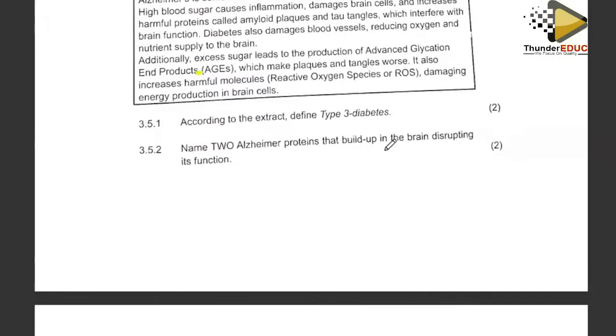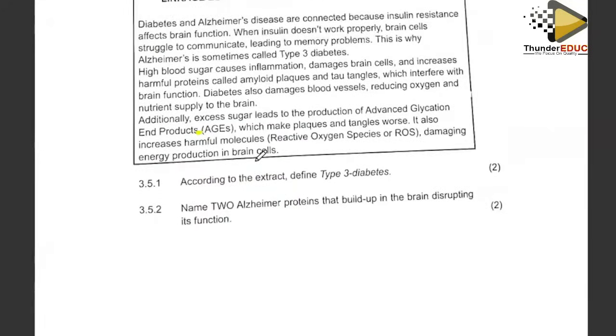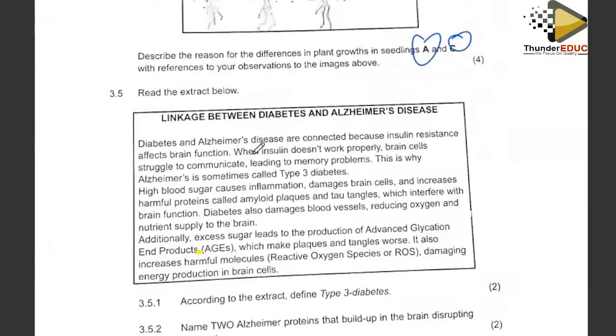Name the Alzheimer protein that builds up in the brain, disrupting its function. So we say that is amyloid plaque. Yes, we talked about amyloid plaque. It's here, so we are able to see it. Let me just highlight so that you're able to see it properly. You see, these are the two.